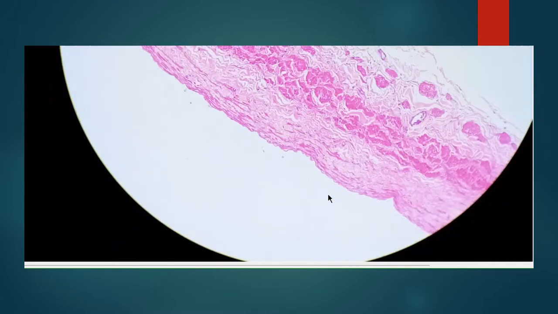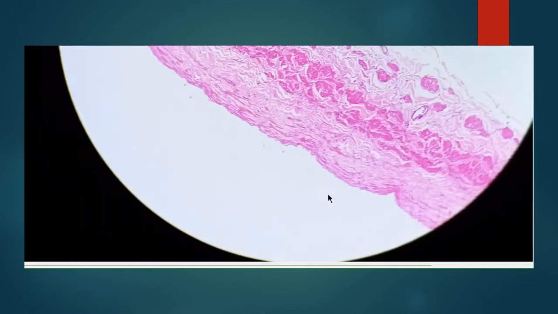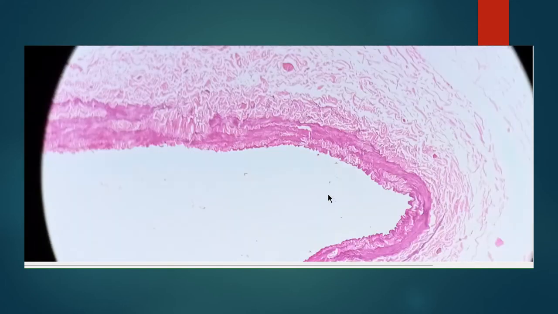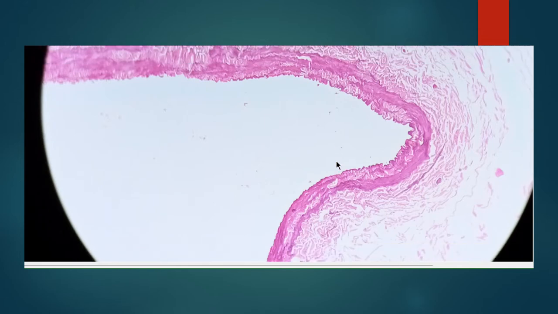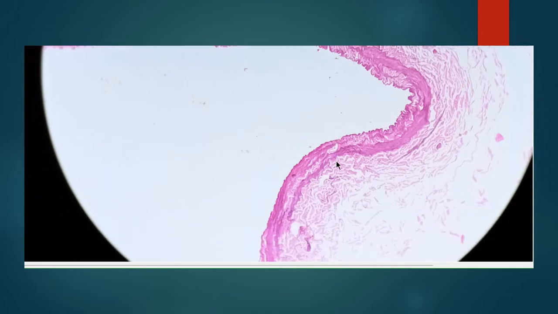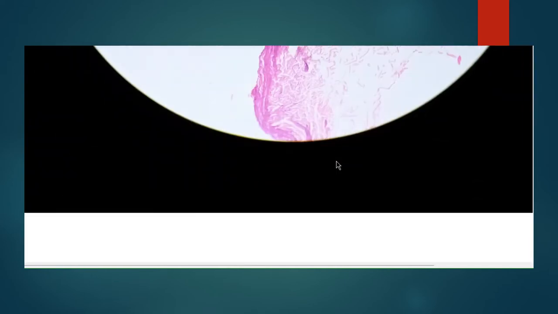Large size vein. Then let us see the next slide. This is also a large size vein. And moving on, here you can identify the collapsed lumen. Once again, you can see the collapsed lumen, and you can identify the circularly arranged smooth muscle fibers in the tunica media, and in the adventitia, you can identify the connective tissue and so on. So this slide is nothing but your medium-sized vein. Now, moving to the next slide, this is also a medium-sized vein.